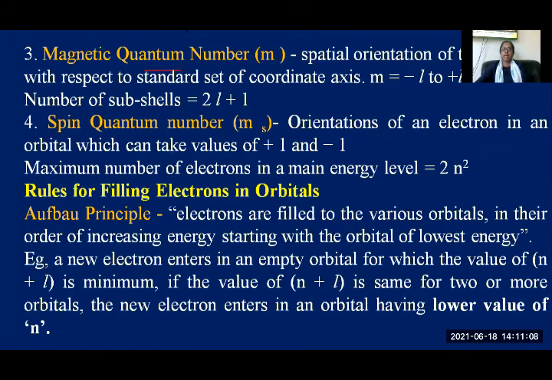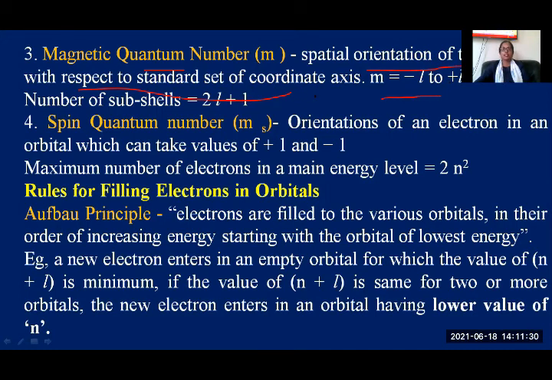Okay, and then magnetic quantum number ML. It tells you the spatial orientation of the orbital with respect to the standard set of coordinate axes. So it tells how this orbital is oriented in the coordinate axes. Okay, so the values taken by M will be -L to +L including 0.